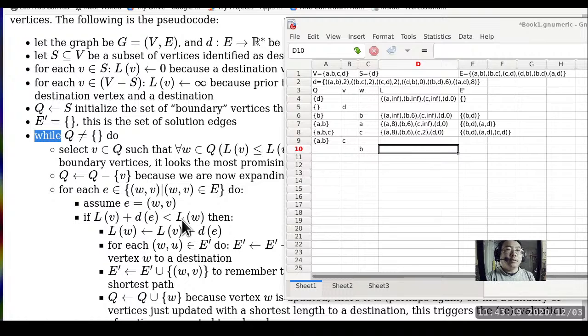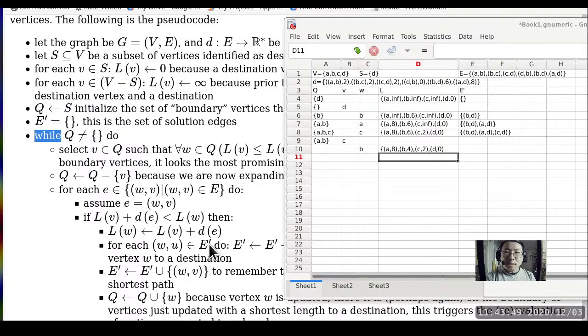And we're comparing that to L of W. So we are comparing to L of B, which is 6. 4 is less than 6. Oh, okay, so we have just found a shorter path from B to a destination. So the first thing we do is we update the L value of B so that it goes from 6 to 4. There we go.